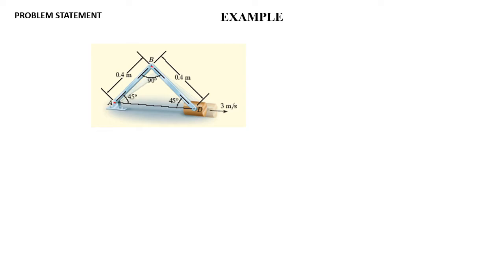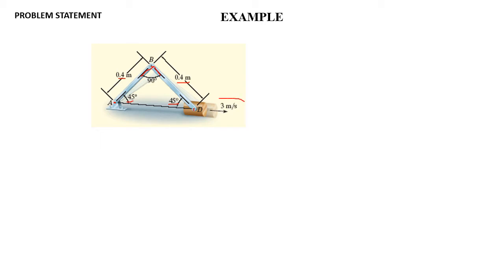a pivot point at B, and another pivot down here with a slider at D. We can see the length from A to B is given to us as 0.4 meters. The length from B to D is 0.4 meters. The angle is 90 degrees between AB and BD. And we have the angle between AB and the ground at 45 degrees and between BD and the ground at 45 degrees as well.